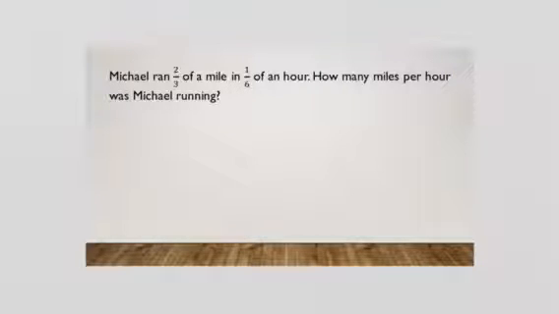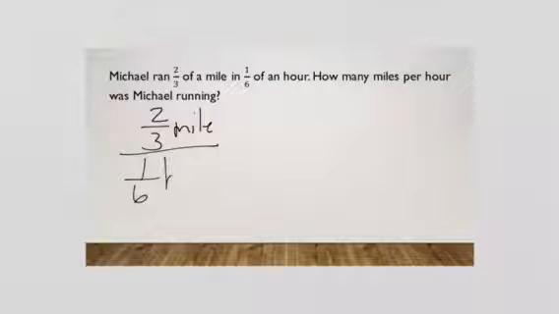Michael ran 2/3 of a mile in 1/6 of an hour. How many miles per hour was Michael running? So we simply make a unit rate. So we're going to do 2/3 of a mile over 1/6 of an hour. So what do we do with a complex fraction? Well, it's simply a dividing problem. We're going to do 2/3 divided by 1/6.